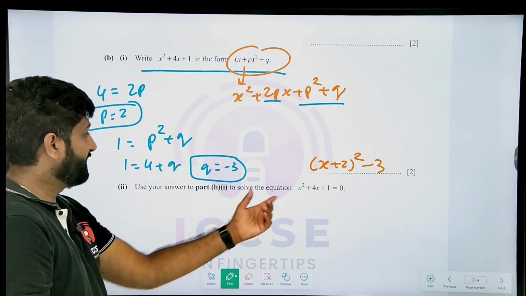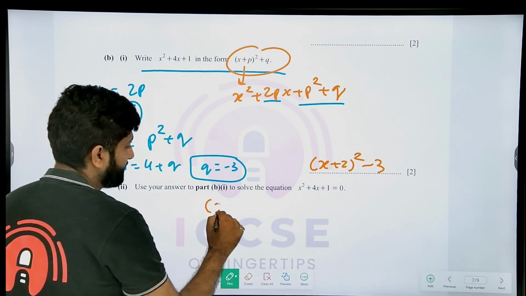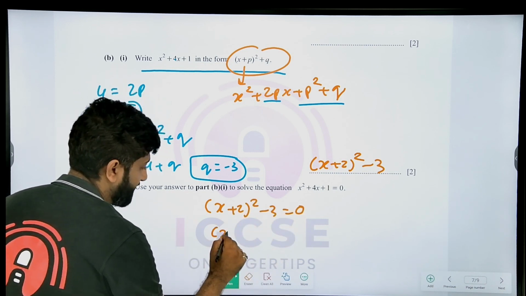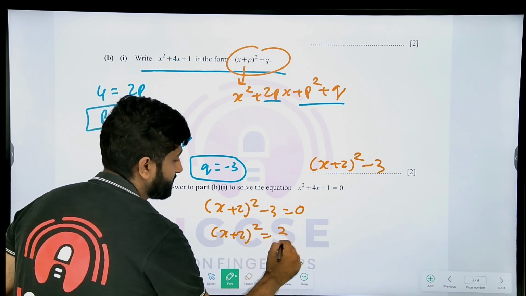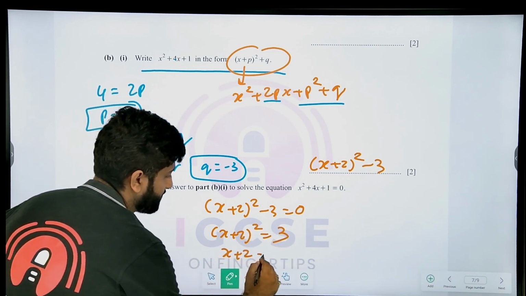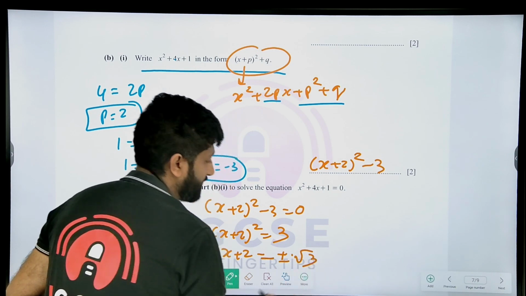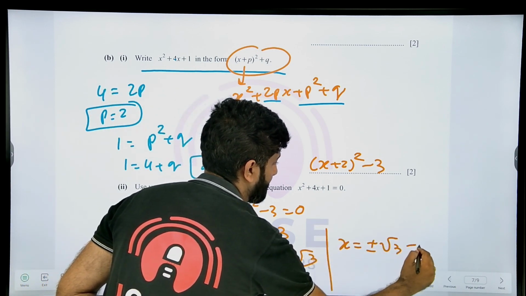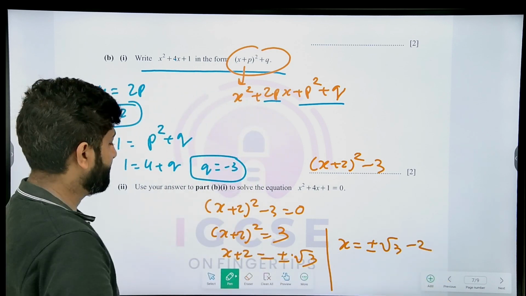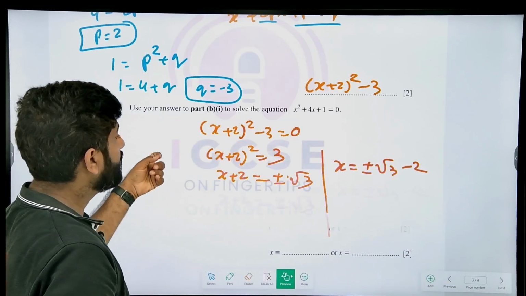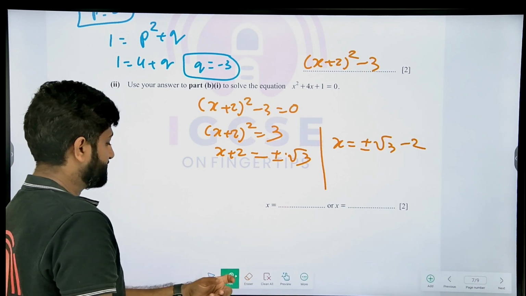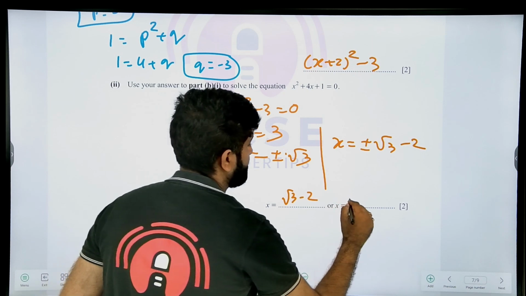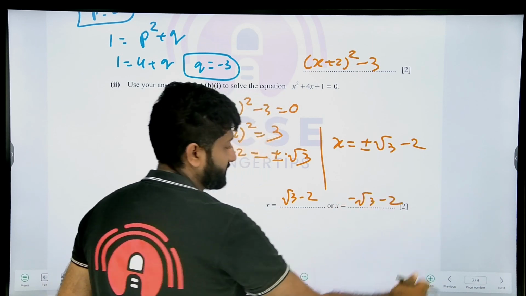Right. Now in the next part I have been told to solve the equation. I think you can solve this pretty easily. So I have (x plus 2) squared equals 3, x plus 2 equals plus or minus root 3, and x is plus or minus root 3 minus 2. So I have two values of x. The first is root 3 minus 2 and the second is negative root 3 minus 2.